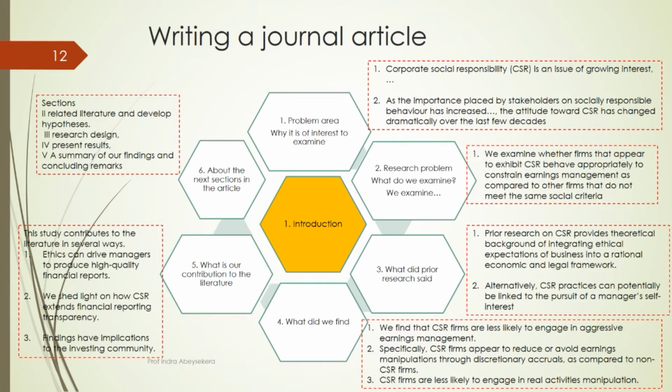The fourth, what did the study find? Found three things. First, CSR firms, that is corporate socially responsible firms, are less likely to engage in aggressive earnings management. Second, it found that CSR firms appear to reduce or avoid earnings manipulation through discretionary accruals. And third, that these CSR firms are less likely to engage in real activities manipulation.